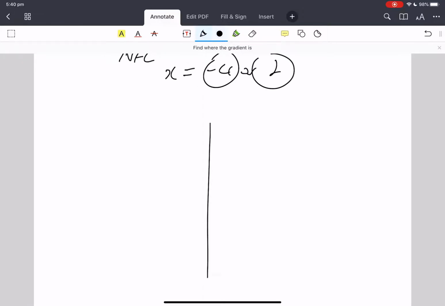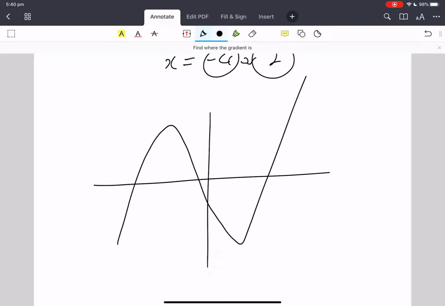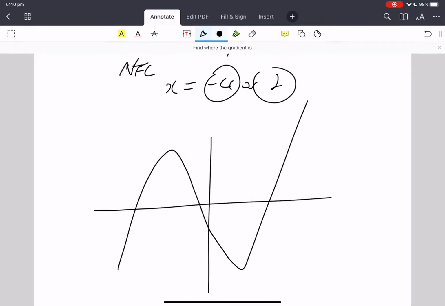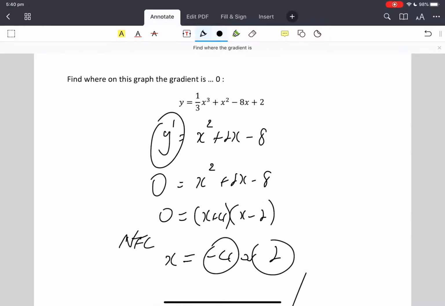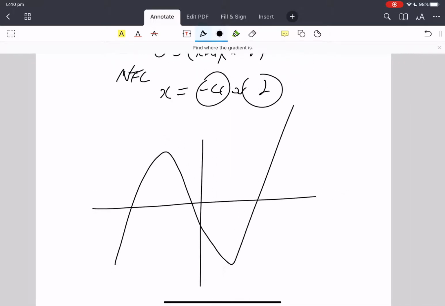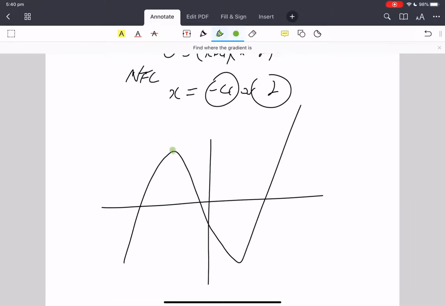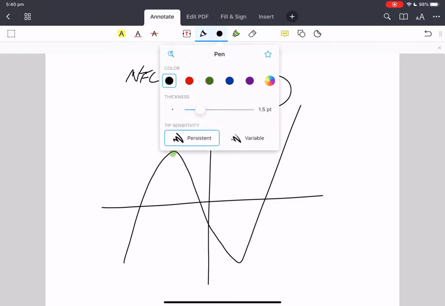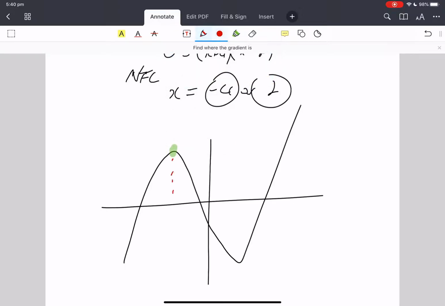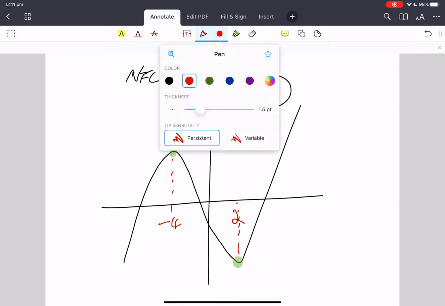So, bang, bang, bang. Not to scale, just quietly. So can you see here, we've got a gradient of 0. 0 means it's horizontal, there's no slope, it's flat. There's one spot, and it happens at -4. Here's another flat spot. It happens at 2.